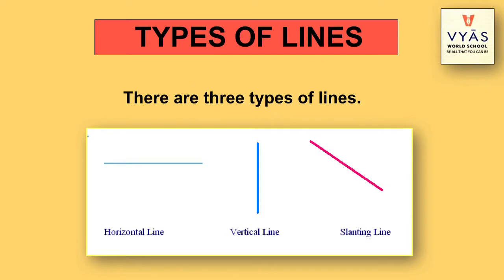Types of lines. There are 3 types of lines. Horizontal line, that is also known as a sleeping line. Vertical line, that is also called a standing line, and the third type of line is a slanting line. So there are 3 types of lines: horizontal line, vertical line, and slanting line.